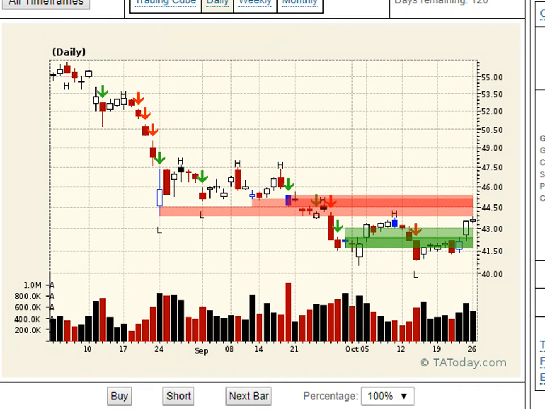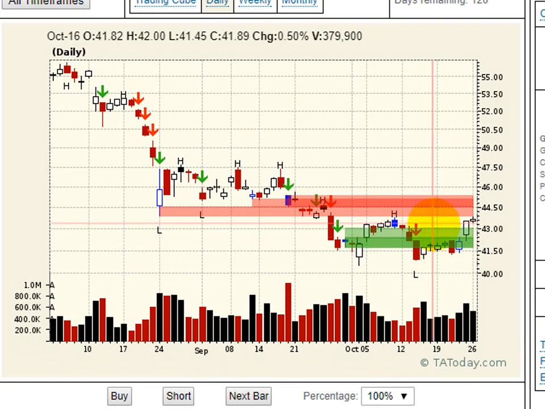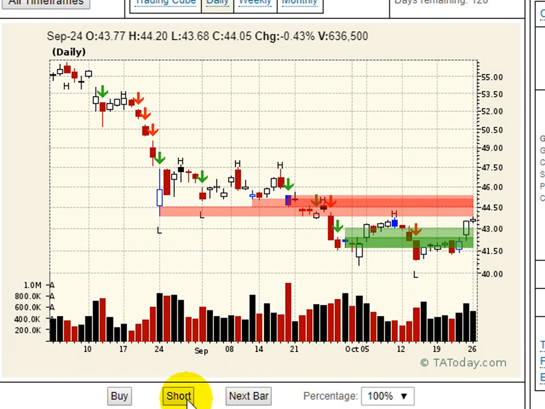And so if I look here at the thing, I don't see a trade right here. I do see a test, but the test was on more volume, so I don't want to short yet. I'm just going to go to the next bar and see how it wants to trade.